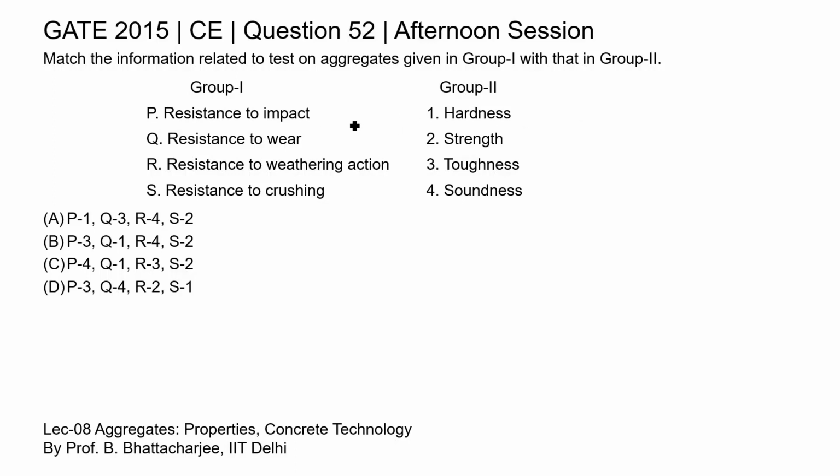So, in this question, two groups are given, group 1 and group 2. In group 1, the properties of the aggregates are given, and in group 2, the name of that property or test which is being done to check that property is given. Now, we need to do the correct match between group 1 and group 2. This question is from the topic of aggregate property. You may study about all these properties in detail by watching lecture 8, aggregates properties, concrete technology by Professor B. Bhattacharjee, IIT Delhi.